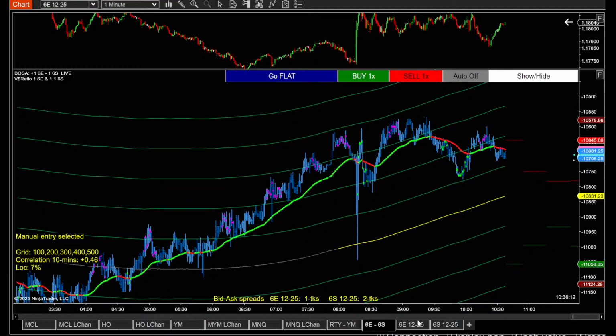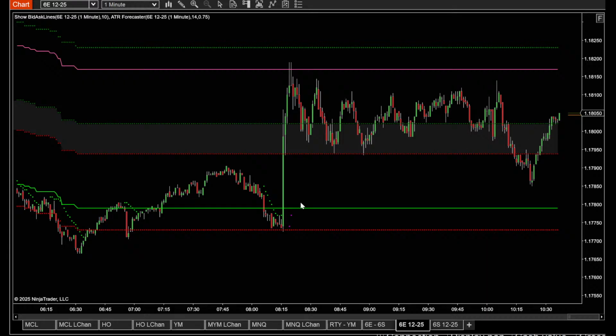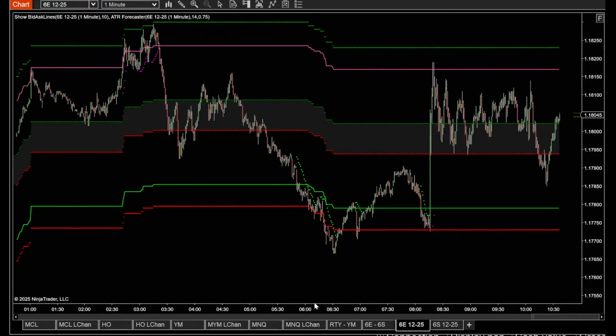Let's look at the constituent parts. I want to look at each part for this trade. Now, the spread is going long the 6E, going short the 6S. Does it make sense on each constituent component? Right here, coming into the open, we were at the bottom of the ATR forecaster.